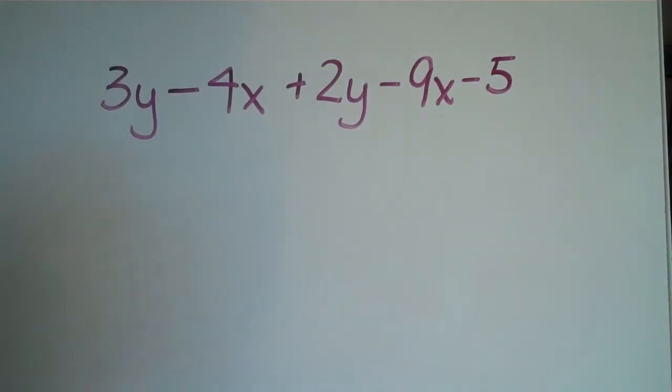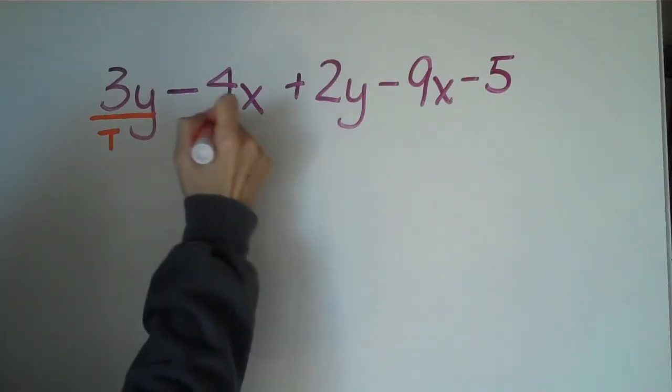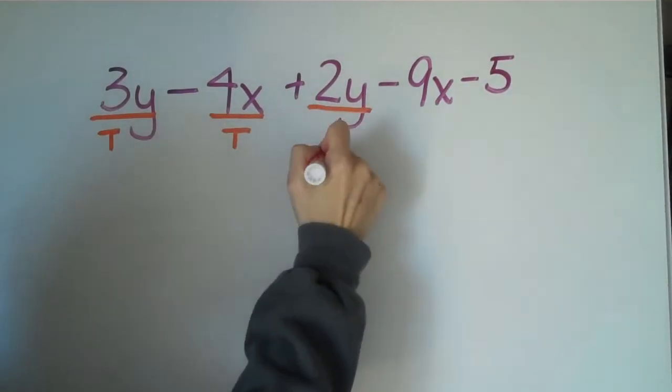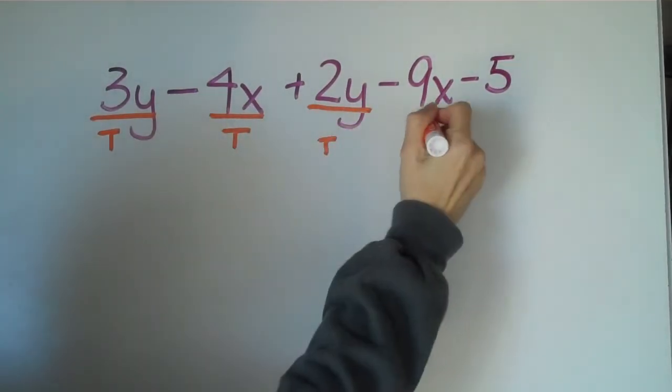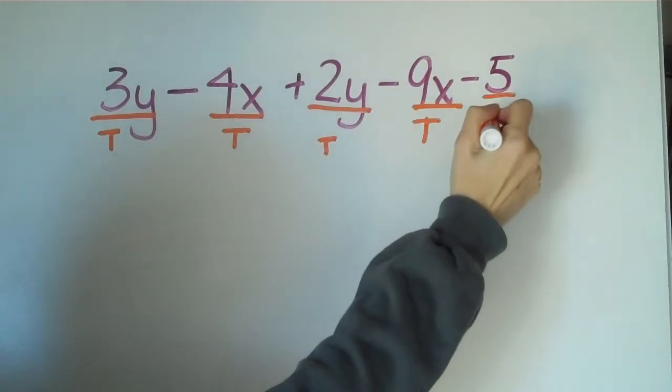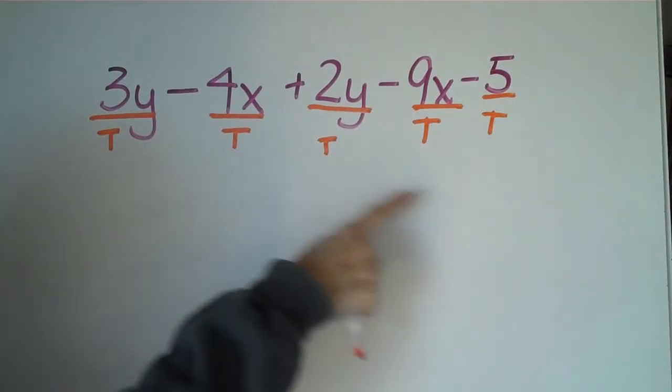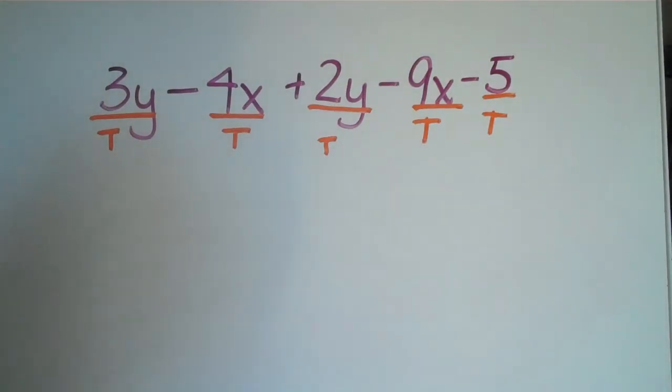This is a little bit longer. Okay, so now we have 3y minus 4x plus 2y minus 9x minus 5. Okay, so let's do the same thing we did last time. We'll talk about first, what are our terms? Well, the terms, again, are anything in between the operations. So here's a term, here's a term, here's a term. Notice I'm leaving out anything in between. Here's a term, and here's a term. How many terms do we have? 5. 1, 2, 3, 4, 5. We have 5 terms.